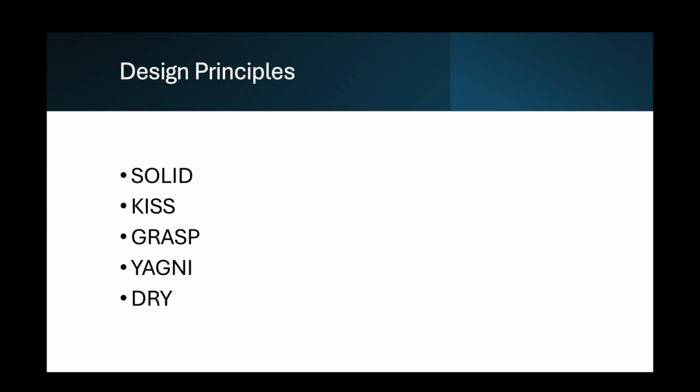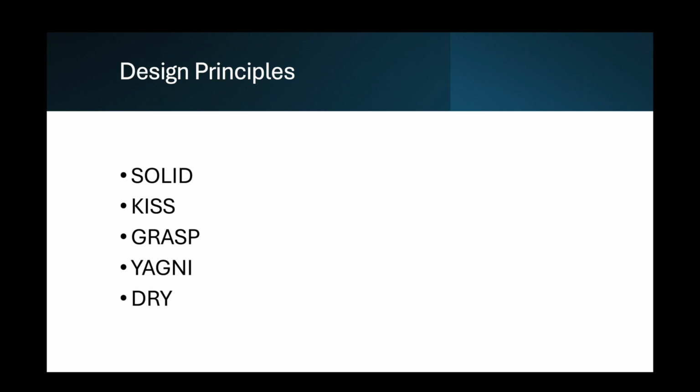Some of the key design principles that we are going to talk about in this video include SOLID principles, which emphasize creating software that is well organized and easy to maintain. Next, we're going to look at KISS, which is keep it simple, stupid, which encourages simplicity in design to avoid unnecessary complexity. Next, GRASP, which is general responsibility assignment software patterns, which provides patterns for assigning responsibilities in object-oriented design.